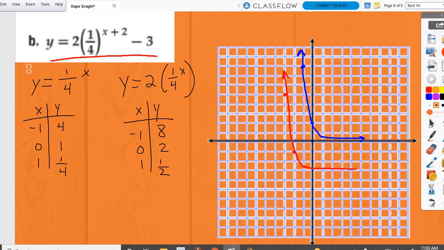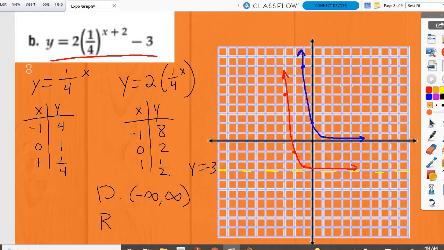So notice, if I've moved my graph down 3, does that move everything down 3? Yeah. So what does that also include? My asymptote. So where is our asymptote now at? -3. Y equals -3 would now be our new asymptote. But what's our domain this time? Still all real numbers. All of our exponentials are going to have a domain of all real numbers.